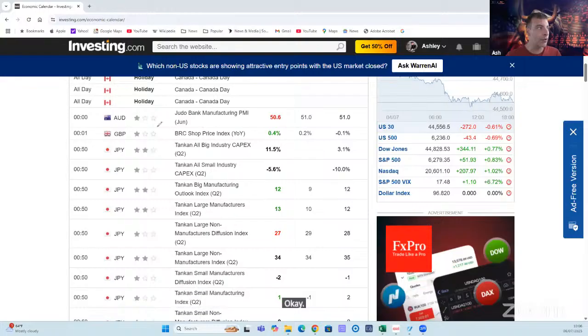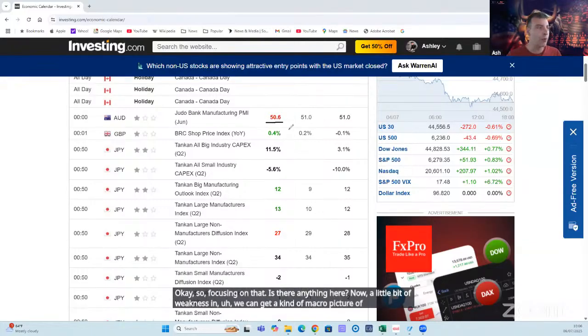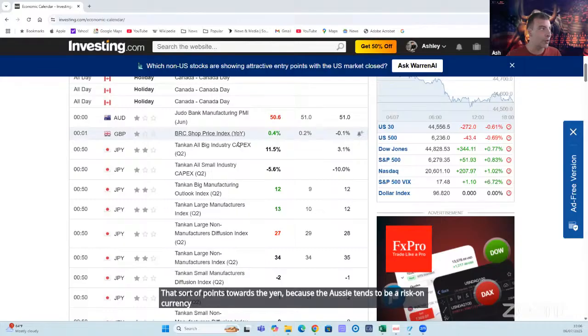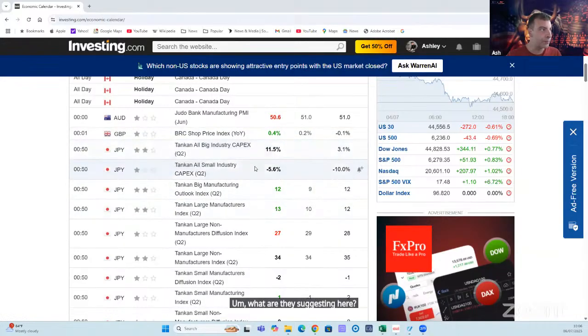Okay, so focusing on that. Is there anything here now? A little bit of weakness in. We can get a kind of macro picture of the globe by looking at all of them, but looking at the Aussie here, a little bit of weakness coming into the Aussie with manufacturing data. That points towards the yen because the Aussie tends to be a risk-on currency. So we can look at a little bit to do with the Aussie. What are these suggesting here? Not a whole bunch.